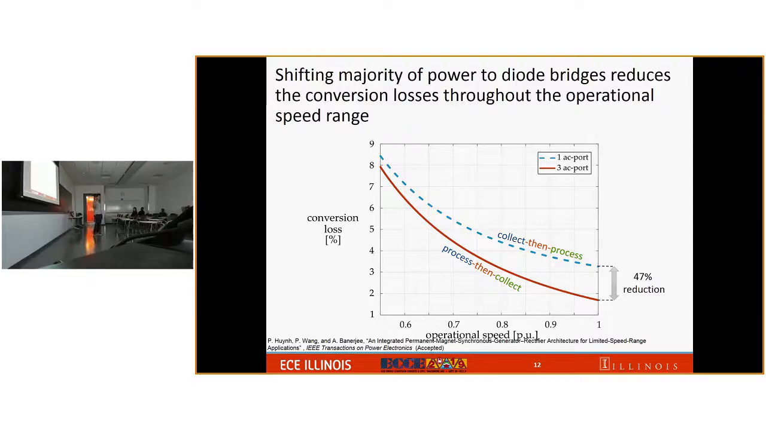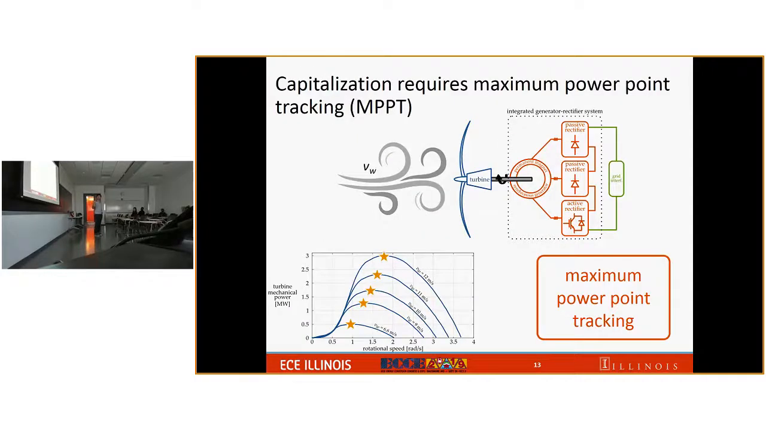So in order to capitalize on these two key features in the offshore wind turbine applications, we need to have maximum power point tracking. This is the reason why: because a wind turbine is a mechanical system, and the power output of the wind turbine depends on the rotational speed of the wind turbine.